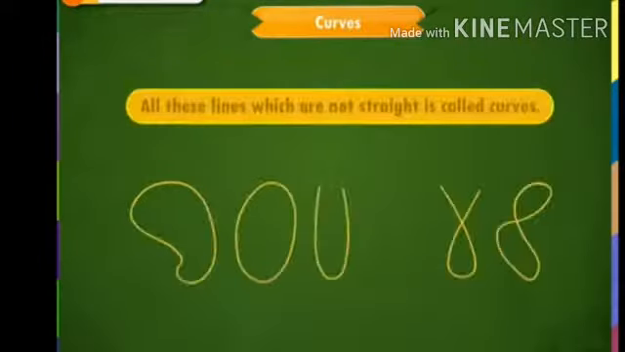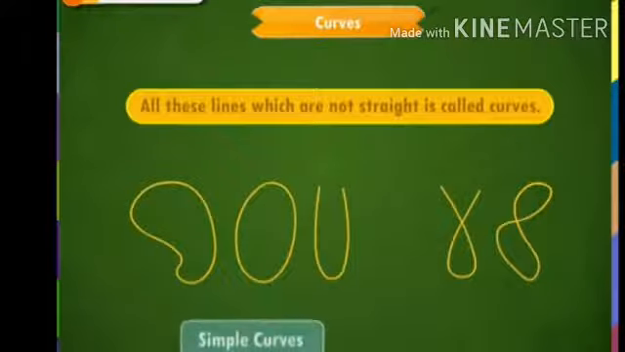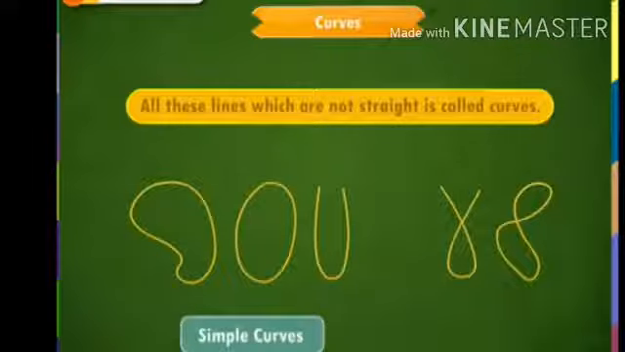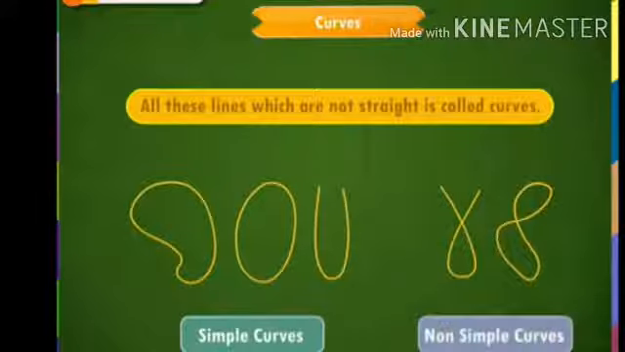All these lines which are not straight are called curves. If a curve does not cross itself, it is called a simple curve. These curves are simple curves, and the curves that cross itself are called non-simple curves.